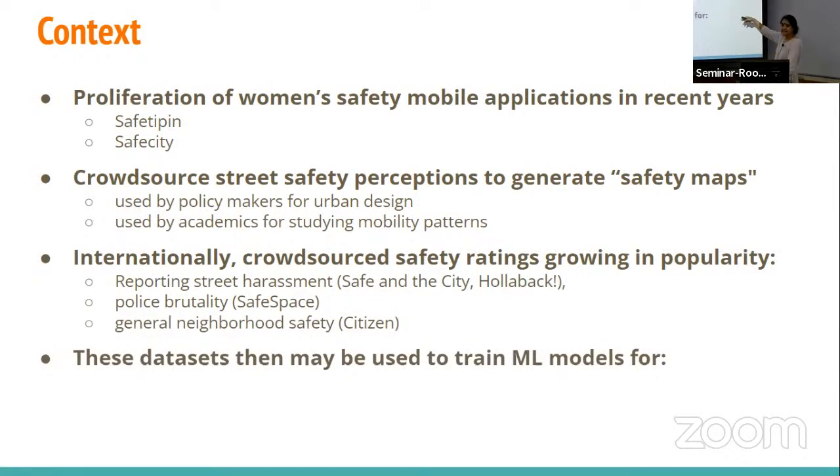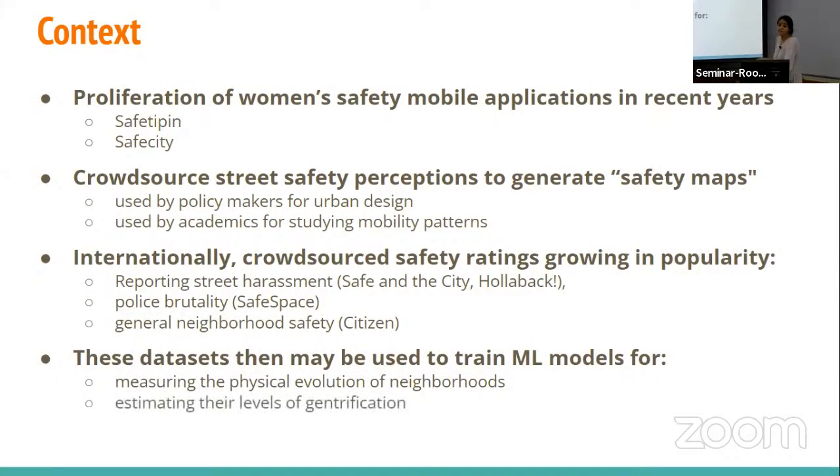And then these data sets internationally are being used to train machine learning models at scale. So you collect data from a few neighborhoods and then you generate models for the predictive scores for the entire neighborhood. This is by, I think, Ed Glaeser, who has done some work on measuring the physical evaluation of neighborhoods, estimating levels of gentrification of neighborhoods. So the whole point of this slide is saying that this is not some esoteric kind of data set or kind of data.